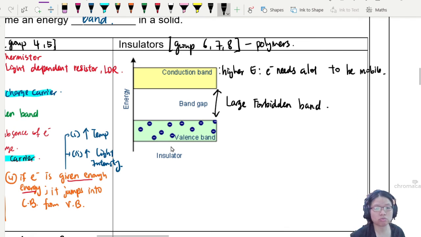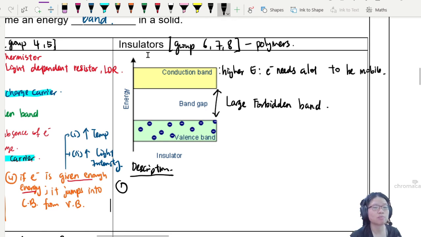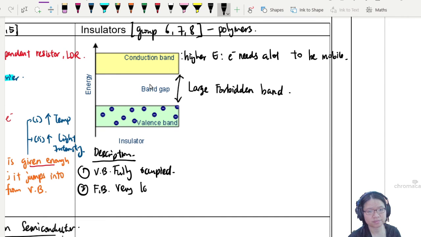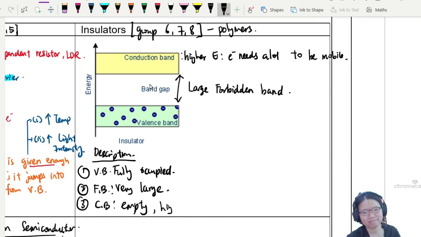Okay, so the only thing you need to know here actually for physics is maybe a band description. So for example, they could ask why increasing the temperature of an insulator does not change its resistance one bit. Okay, so the first thing you will say is that the valence band, again, we're going to just give a basic description here. Let me move the screen a bit. Okay, the valence band, fully occupied. Number 2, forbidden band, very large. Okay. Number 3, conduction band, very empty. Empty and high energy. High energy level.